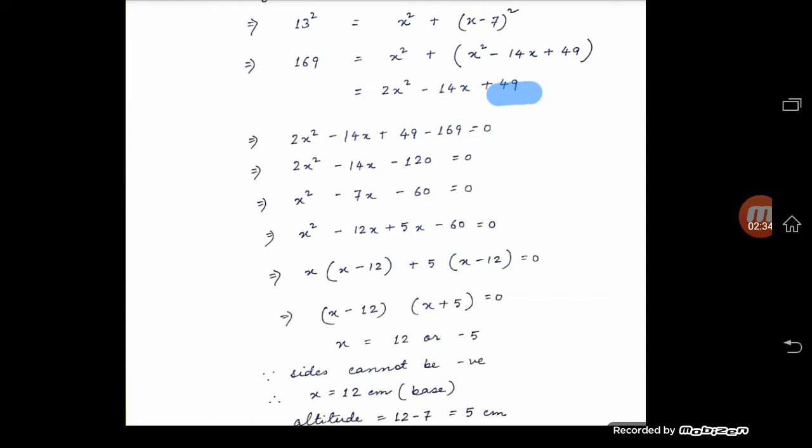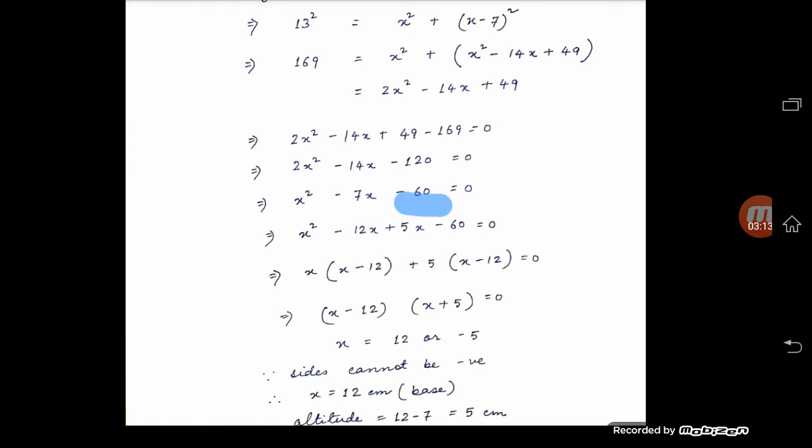In the next step we take this 169 to this side, that means 2x square minus 14x plus 49 minus 169. In the next step, 49 minus 169 will become minus 120. So 2x square minus 14x minus 120. We divide this equation by 2. So it will come out as x square minus 14 divided by 2 is 7, 120 divided by 2 is 60. So x square minus 7x minus 60.